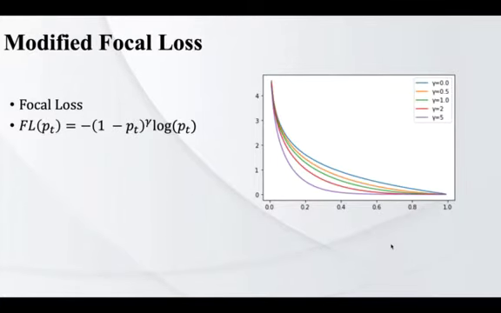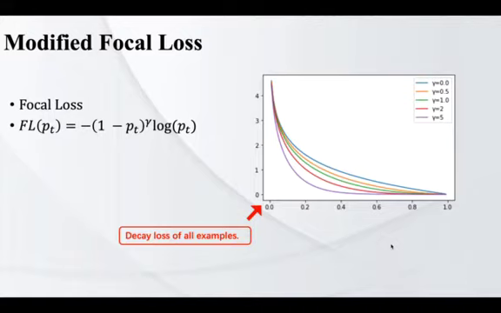Another contribution of our work is the modified focal loss. Firstly, we introduce the focal loss. On the left side is the focal loss function, and on the right side is the figure of the focal loss with different parameter gamma. As we can see, compared with the cross entropy loss function, the focal loss function decays the loss value of all the examples, regardless of whether the example is easy or difficult to classify.